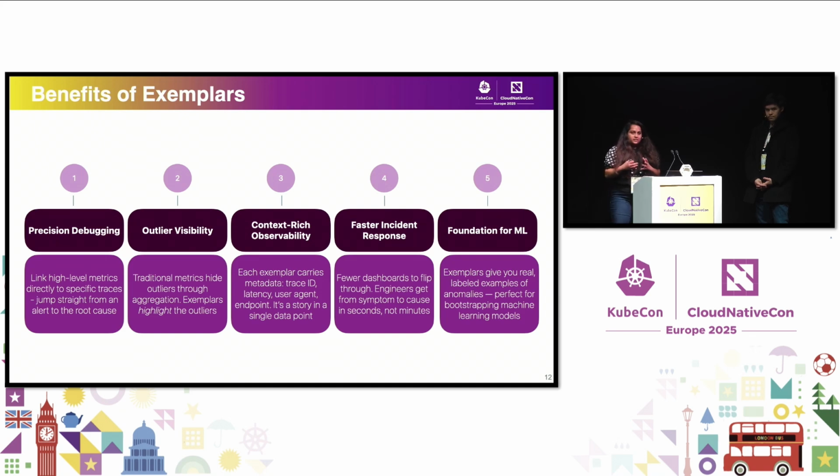It has very context-rich observability. We saw the exemplar in the demo, and you can see that it has so many attributes, not just the trace ID or the span ID. There's so much more information there, which is telling you a story, and it's not really just a data point anymore. You can do faster incident response, again, because you're not flipping through a million dashboards just to figure out what went wrong. It helps engineers go from the symptoms to the cause in seconds and not minutes.